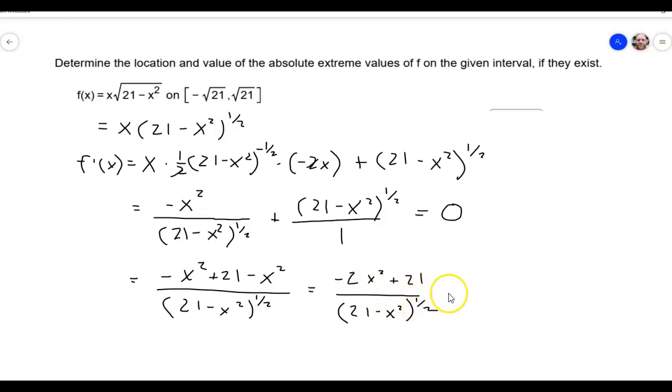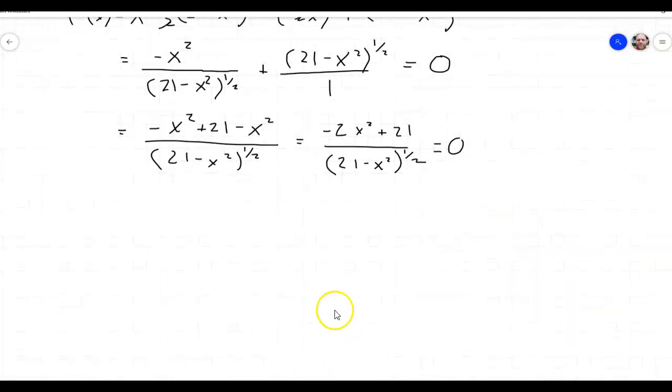Now, in order for this to be 0, basically our top has to be 0 and our bottom has to be non-zero. That's how we get a fraction that has a value of 0. So we're going to set the top equal to 0, and really the only values on the bottom that are going to make this equal to 0 are those endpoints there. So I just need to make sure I don't get those endpoints back, and we should be good.